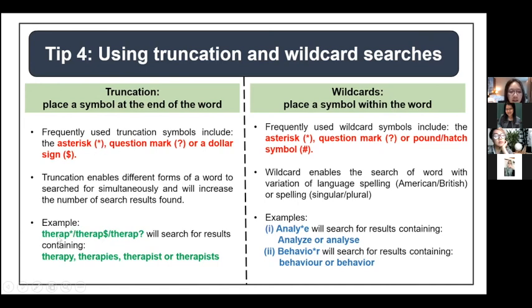For example, if I put THERAP and one asterisk, either asterisk, question mark, or dollar sign, you will search for results containing the words ending with PY, IES, IST, and also ISTS. This is usually used when we are not sure whether we should include the keywords in singular or in plural.